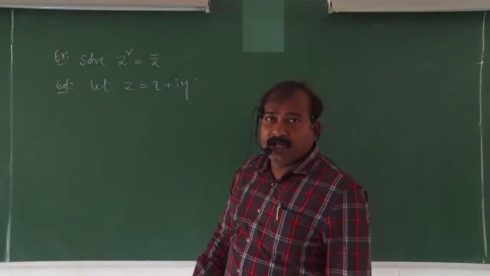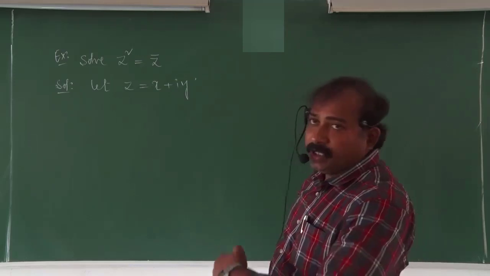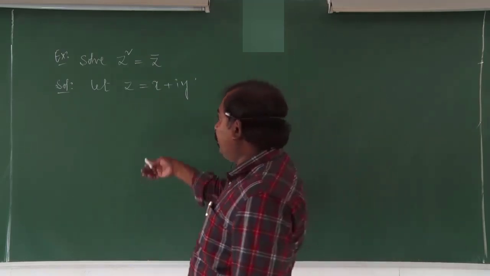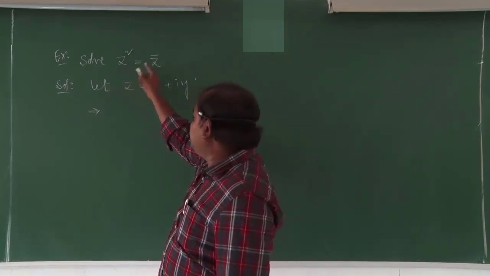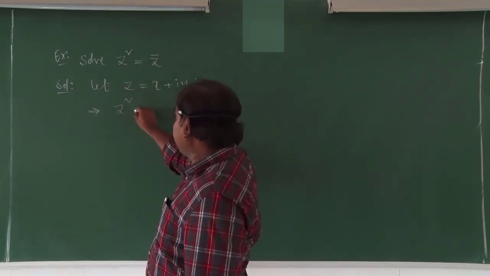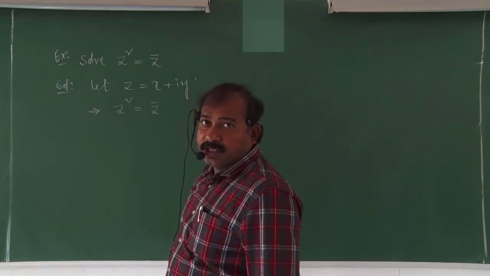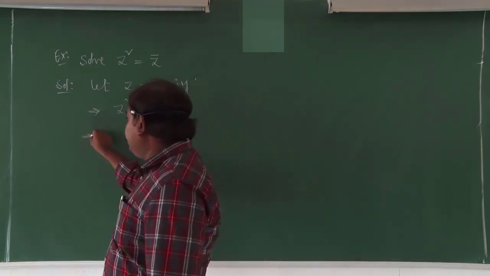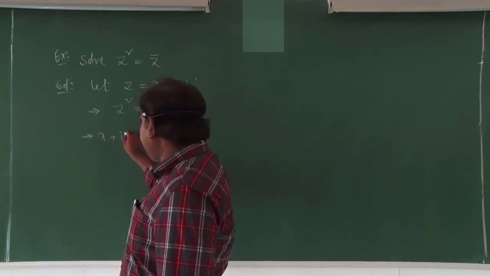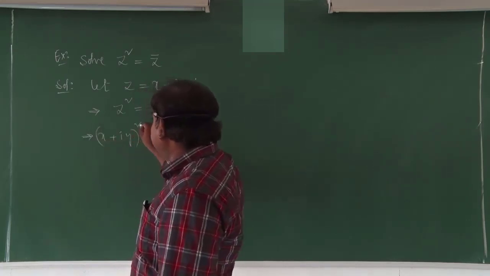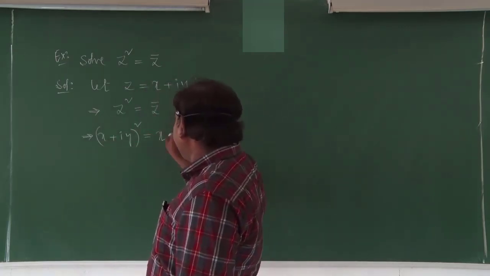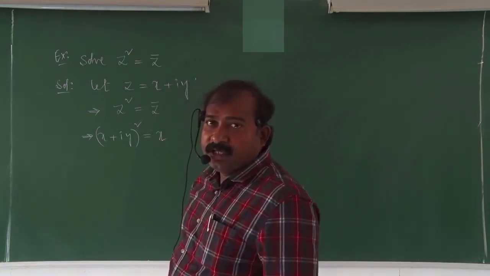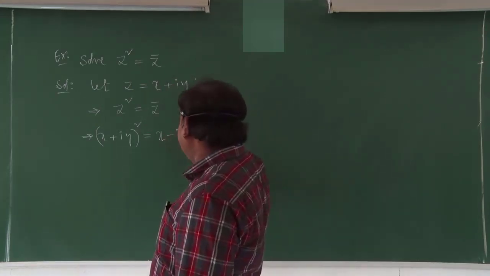You can take let z is equal to x plus iy. Then substitute the value. By the data given, z square equals z conjugate. Then replace the value, which implies (x plus iy) whole square equals z conjugate. If z is equal to x plus iy, z conjugate is nothing but x minus iy.